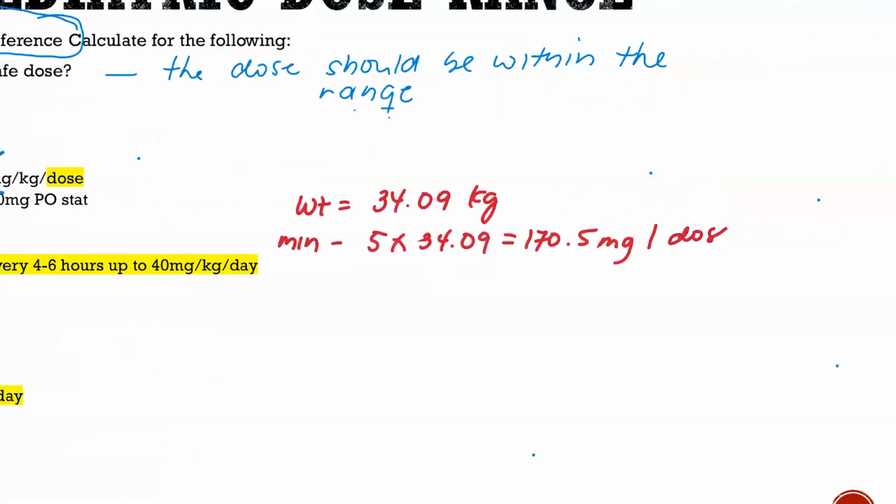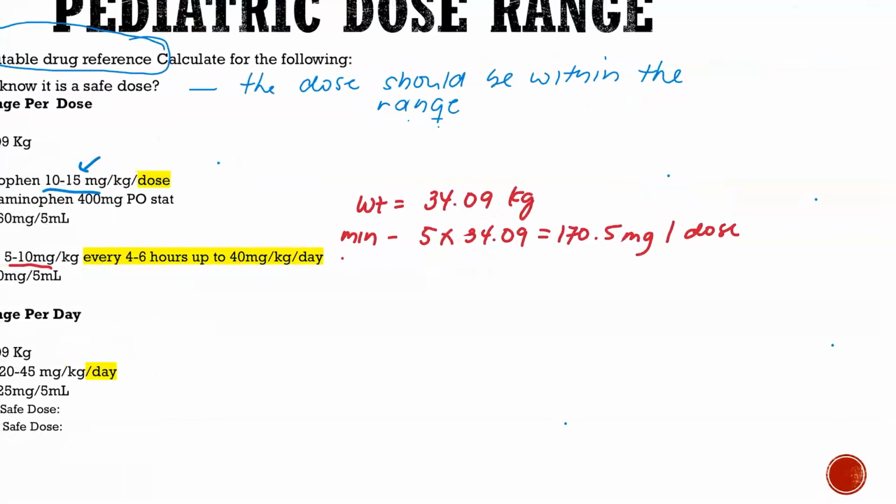So 170.5 milligrams per dose. Now we have to calculate for the maximum. We use the reference guide, right? It says 10 milligrams. We multiply it by 34.09, which is equal to 340.9 milligrams per dose. So that's our maximum.